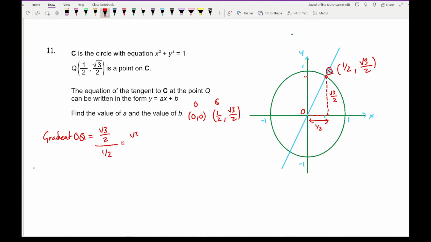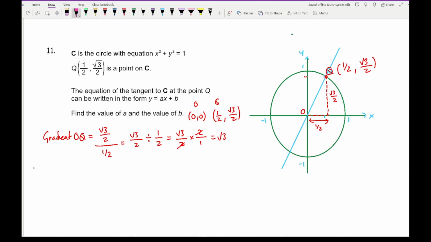Now that's root 3 over 2. And I'm going to imagine this is on a non-calculator paper. So then that becomes root 3 over 2 times 2 over 1. The 2's cancel, so I'm just left with root 3. So the gradient of OQ is going to be root 3.